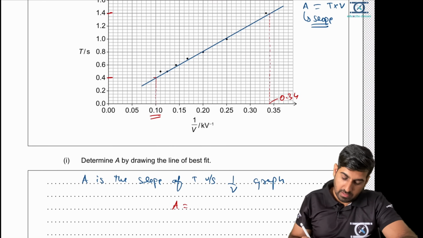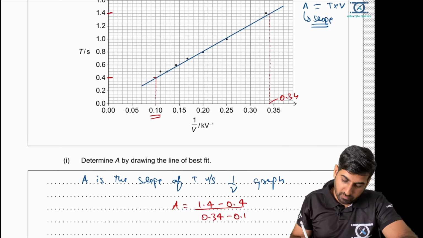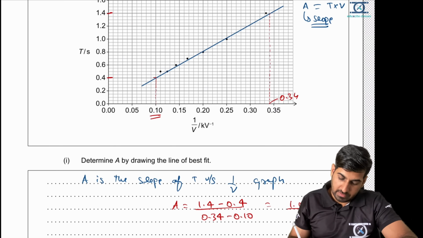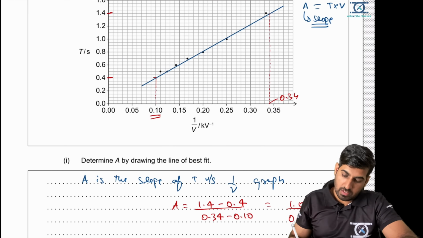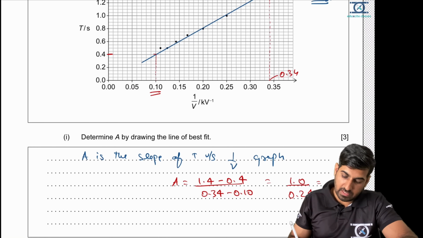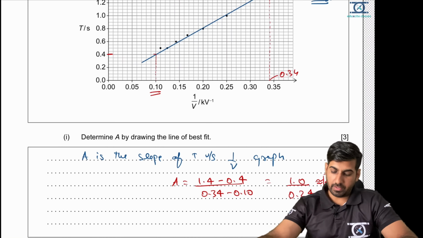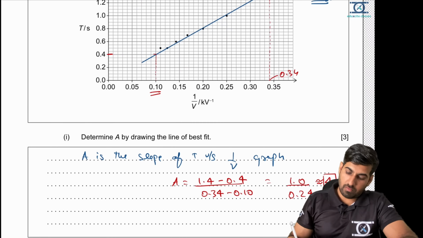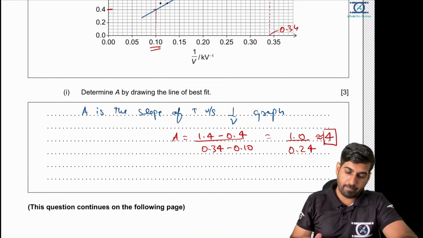So A will be y2 minus y1, 1.4 minus 0.4, divided by 0.34 minus 0.10. So this will be 1.0 divided by 0.24, right? So this will be 1 by 0.24, which is roughly 4. Okay, so 4.1 something it will come, right? So 4.1, so it will be something around 4, you can say. So that will be the value of A.